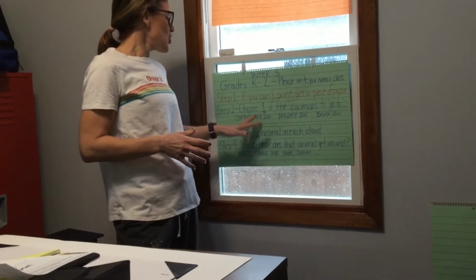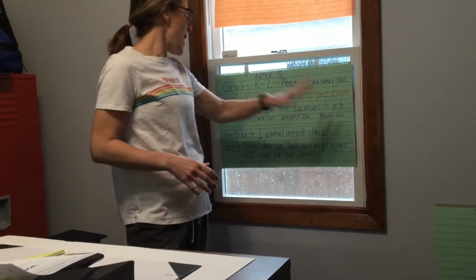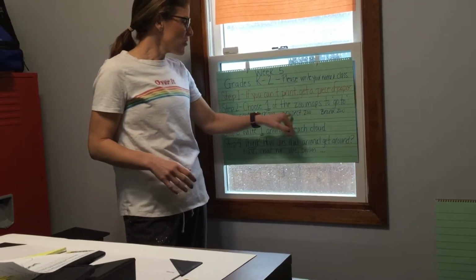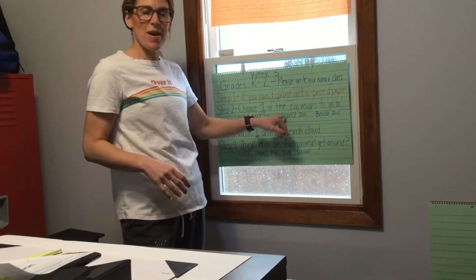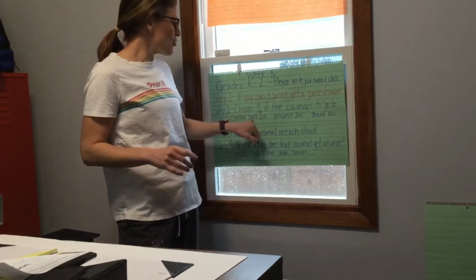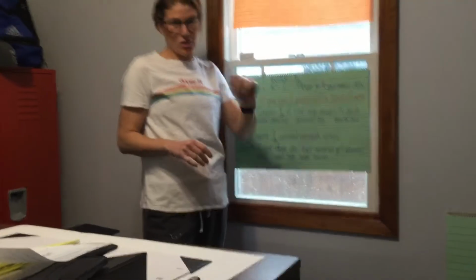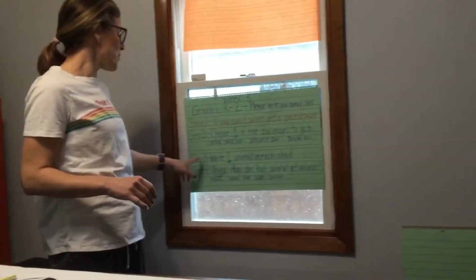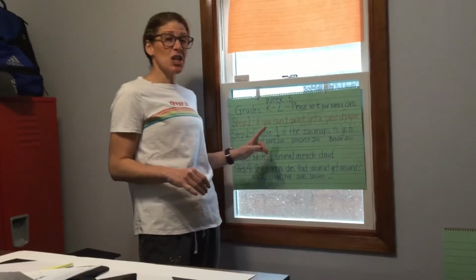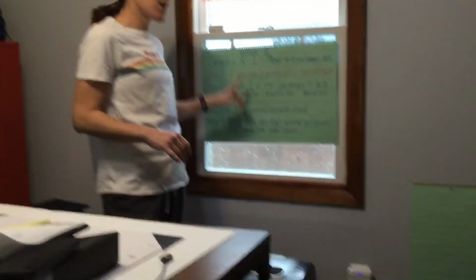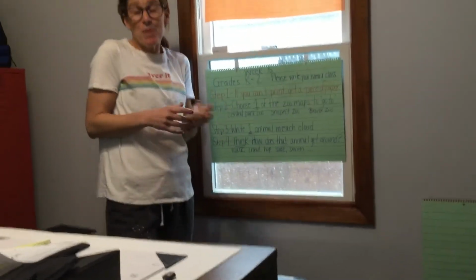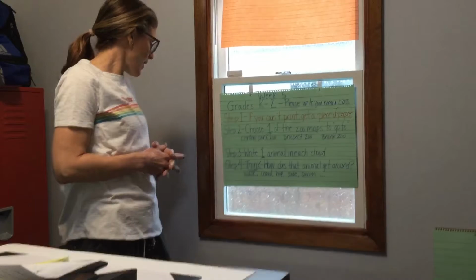Step 2, you're going to choose one of the zoo maps to go to. I had a lot of trouble printing out the Prospect Zoo, but you'll see I have a Central Park Zoo map and I have a Bronx Zoo map. Step 3, in each cloud, you're going to write one animal. You're going to pick an animal that was at the zoo.